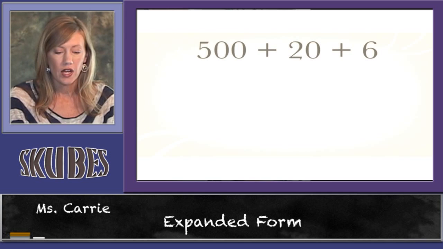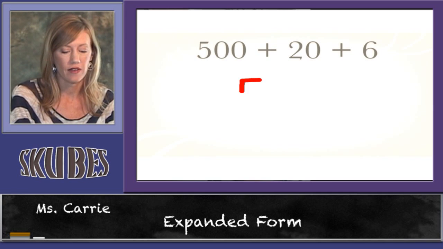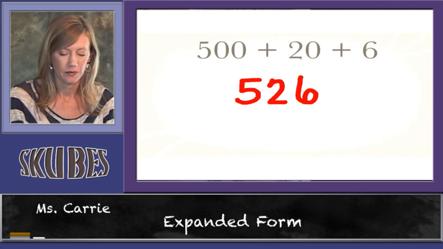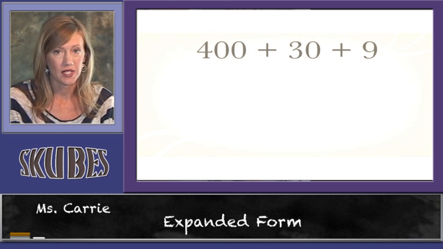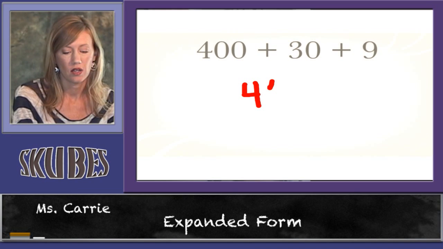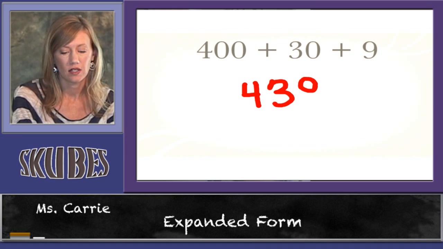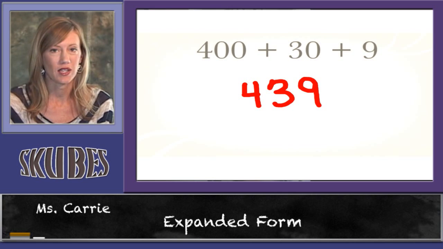Let's look at 500 plus 20 plus 6. That would be 526. What about 400 plus 30 plus 9? That would be 439. That concludes our lesson today on expanded form.